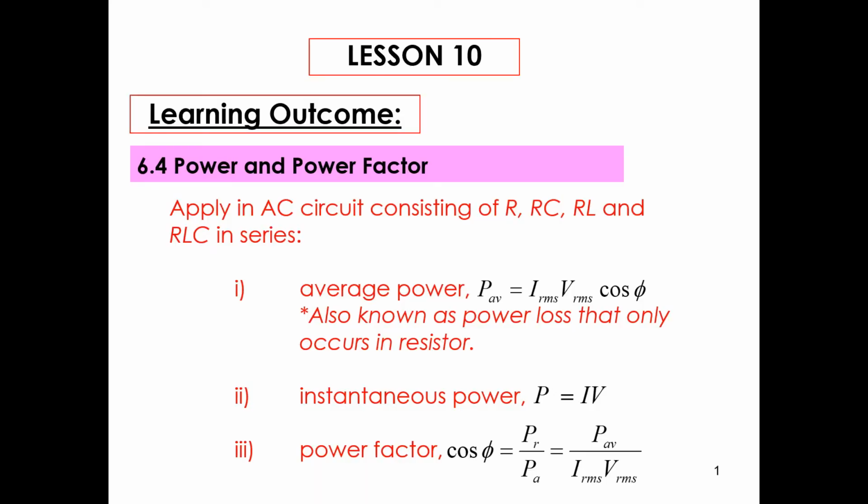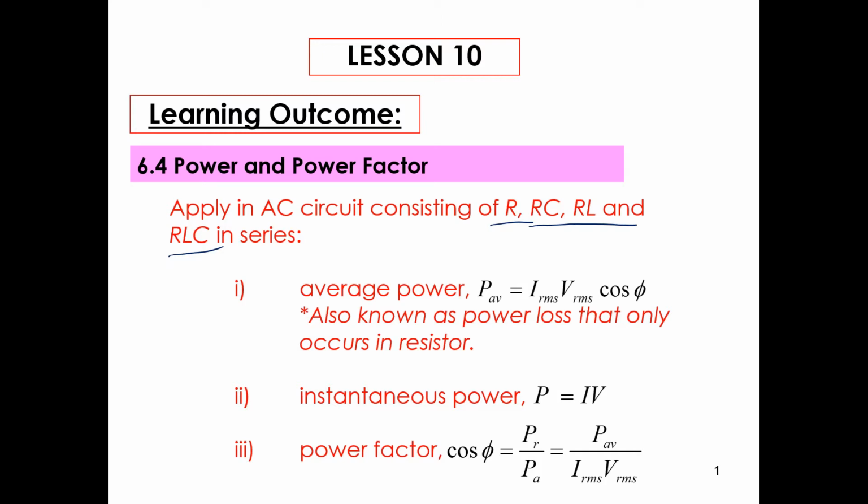Okay, the last subtopic for alternating current is 6.4, power and power factor. The learning outcome for this subtopic is to apply it in AC circuits consisting of RC, RL and RLC in series. The first learning outcome is the average power.